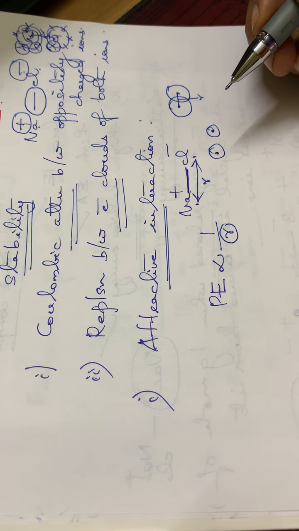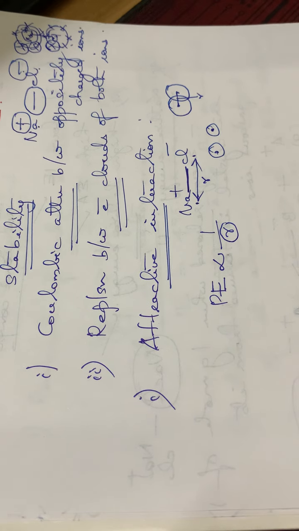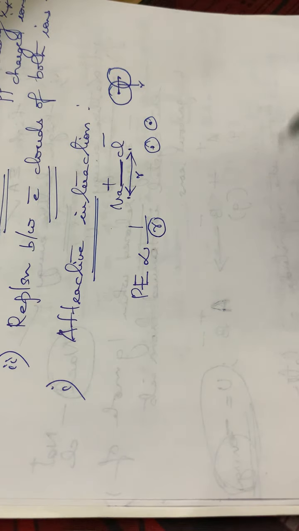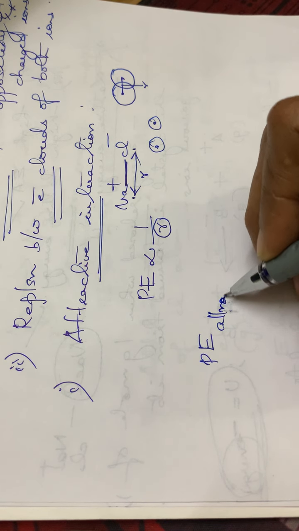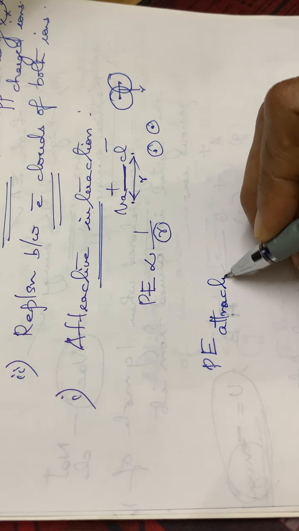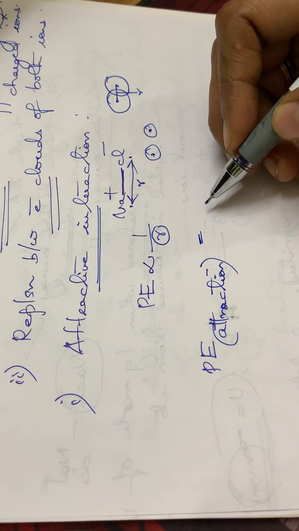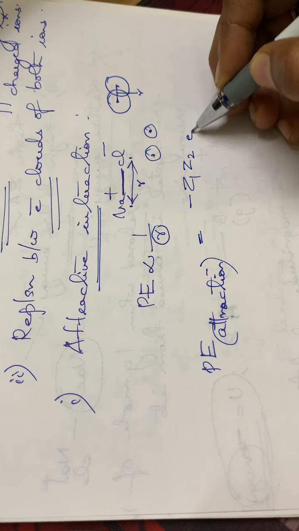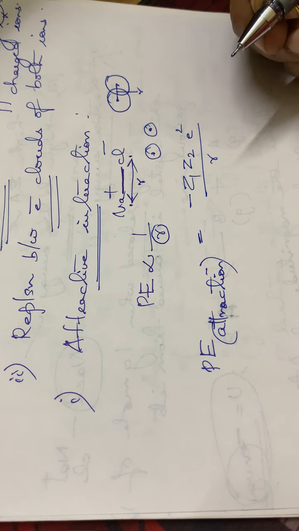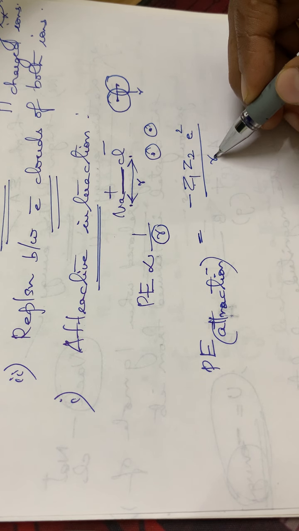If we are considering these atoms, then by applying the electrostatic force of attraction, we can write the formula for the potential energy due to attractive force, isn't it? We can write the formula as minus Z1 into Z2 into E square divided by R.